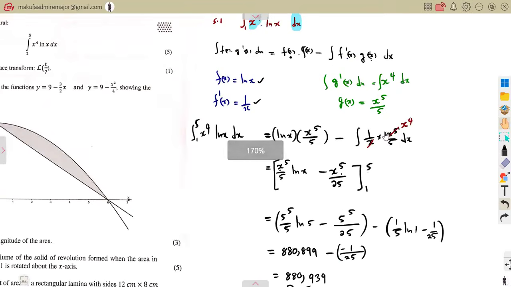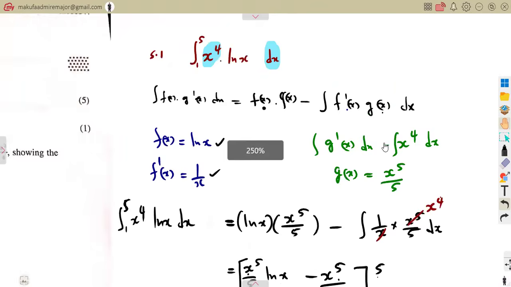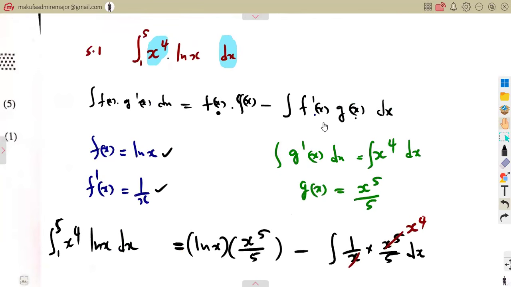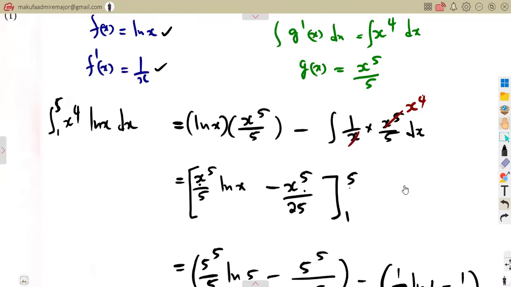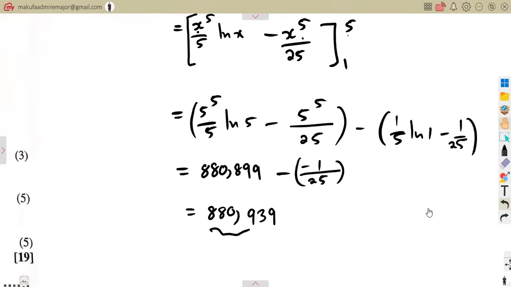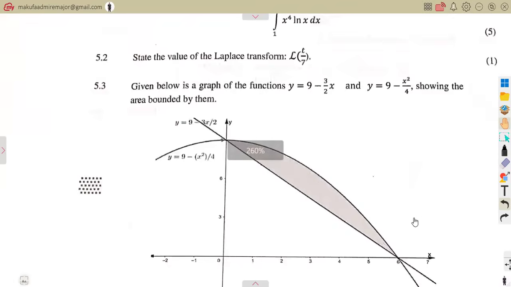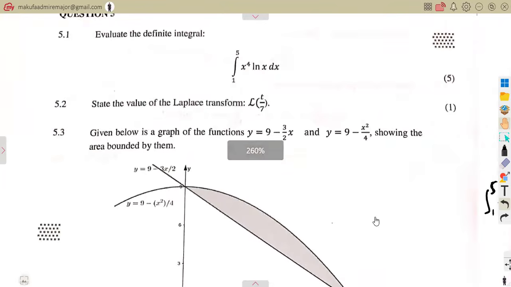So that is it. So in this case, you needed by parts method. Then after that, apply your limits. So that was our question on 5.1.